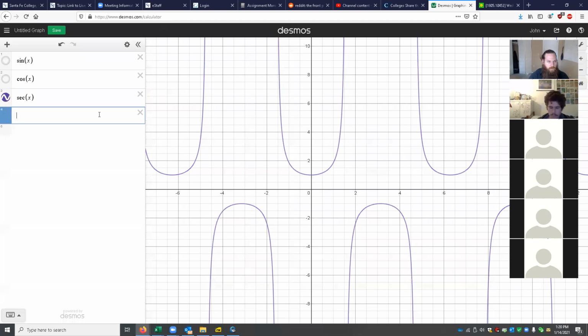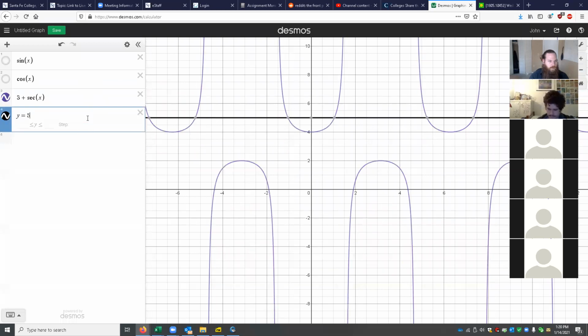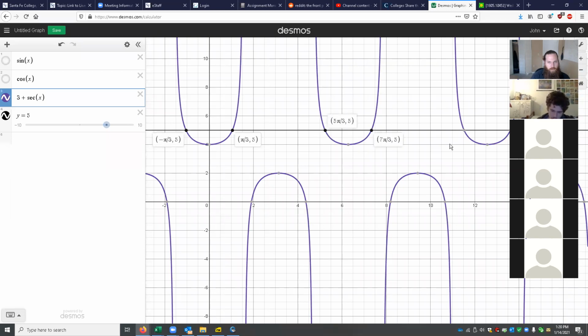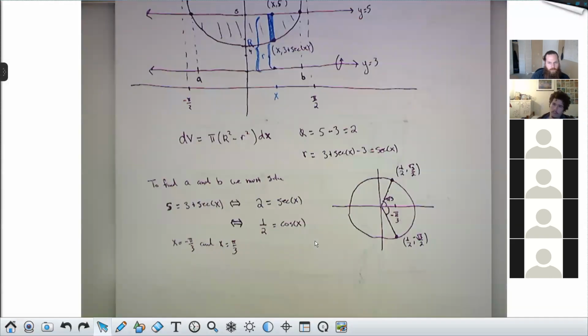Quick Desmos time. Secant x, 3 plus secant x, y equals 5. You see a ton of solutions, right? These are the ones we want. Negative pi over 3 and pi over 3, but you could find lots and lots more, like 5 pi over 3, 7 pi over 3, 11 pi over 3. There's plenty of solutions. But since we are working in this region, these are the two that I want. And those are the two we found through the unit circle.